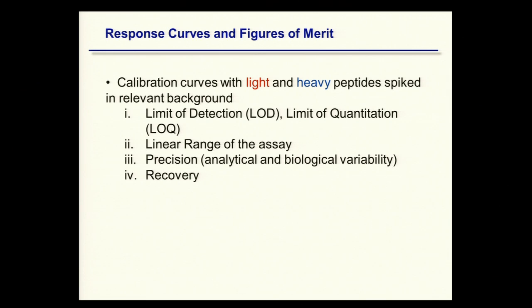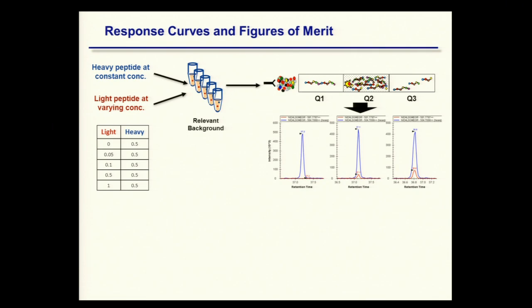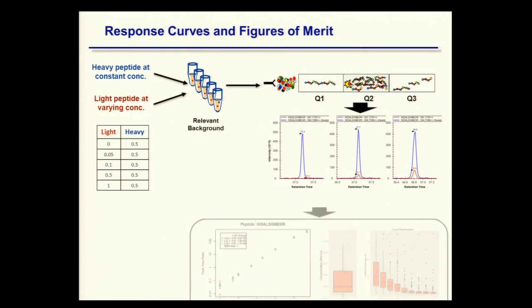This slide just illustrates how we do it. Again, this has to be done in the relevant background, where we spike in heavy peptides at constant concentration and vary the light peptide amount. Then all of these samples are analyzed by triple quad mass spectrometer by MRM-MS. What we get are XICs of heavy and light peptides, and you can see light illustrated in red. That will go up, of course.